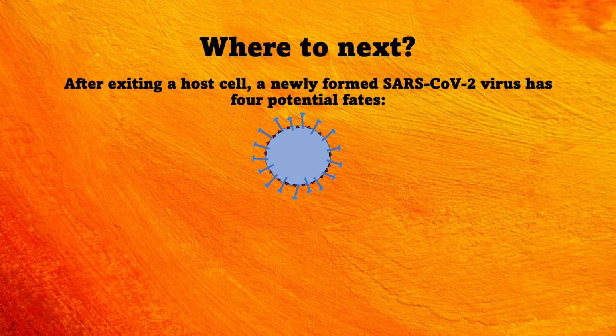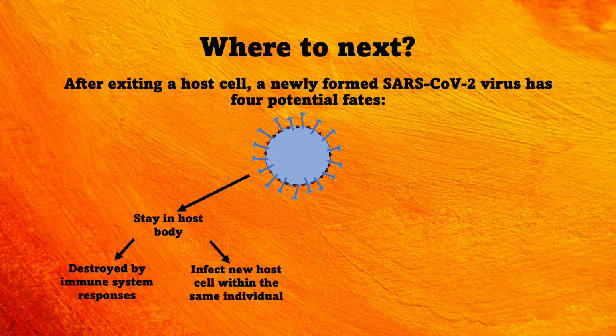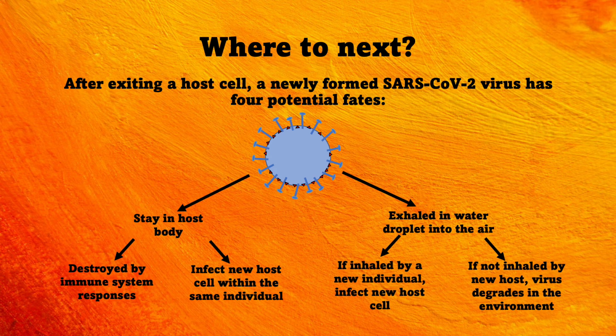So what happens to a virus after it leaves the cell? After leaving the cell, the newly formed SARS-CoV-2 virus can meet four potential fates. First, if it stays in the host body, it may be destroyed by the immune system of the host, or it might infect new cells within the same individual. If the virus is exhaled in a water droplet into the air, then it may be inhaled by a new individual and infect cells in a new host, or if it's not inhaled, it will eventually just degrade in the environment.